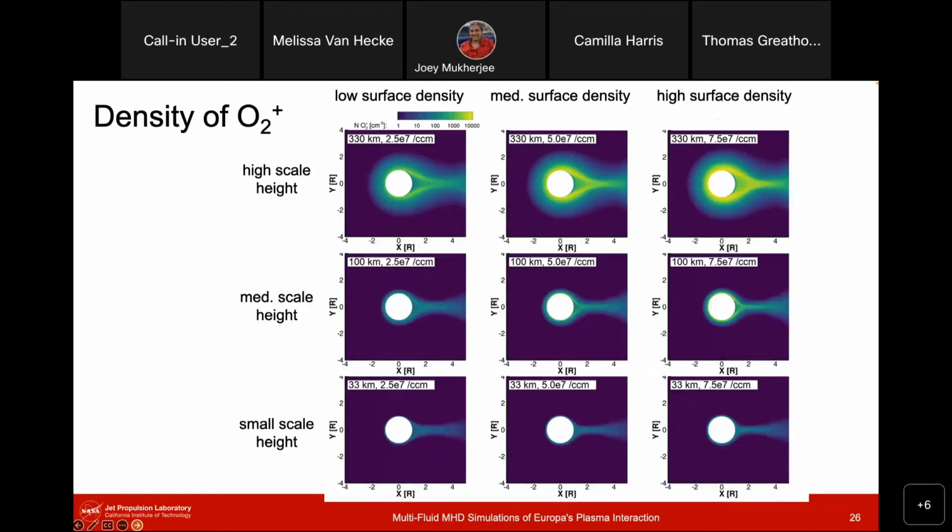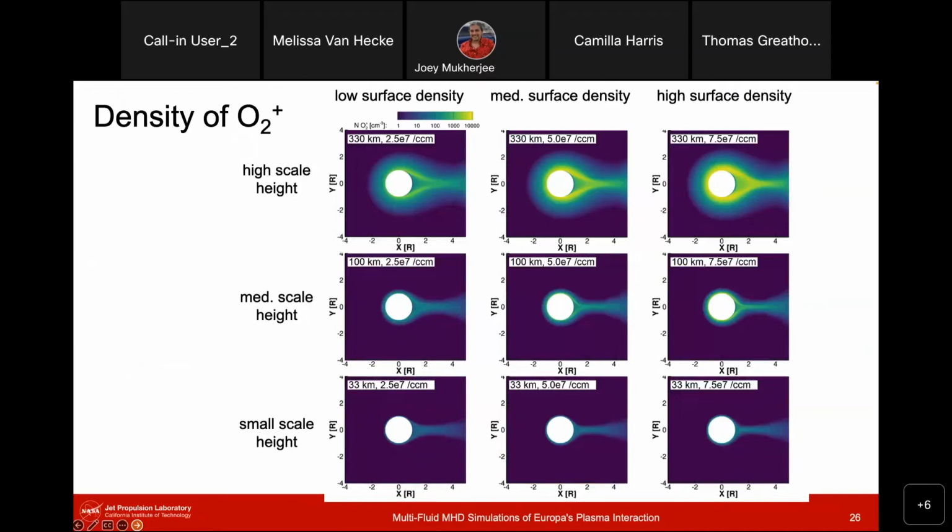So this is, again, a subset of what those results look like. What you're seeing is the density of O2+ in Europa's ionosphere for those 9 different atmosphere configurations. Plasma is flowing from left to right. In the top row, we have the simulations with the longest scale height of about 300 kilometers.